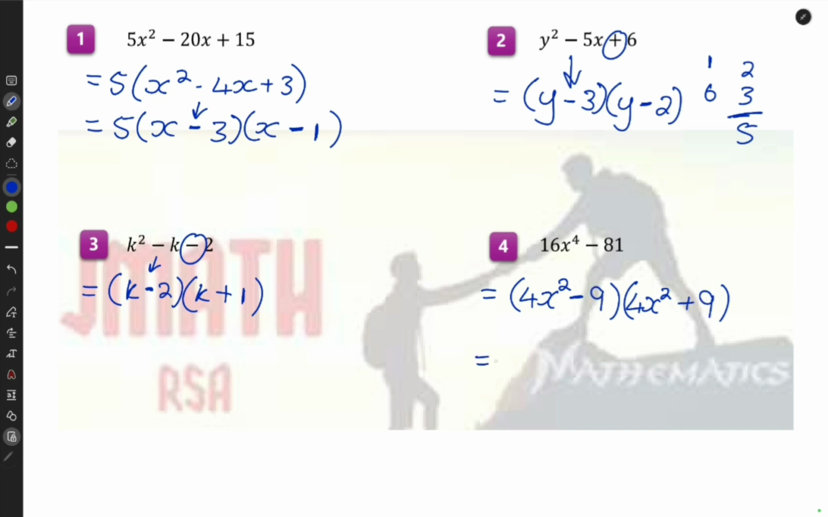Okay, so I did difference of squares, and now I need to double check, can I maybe go further? So the bracket with the plus, I can't do anything because you don't get a factorization called the sum of 2 squares. But the bracket that had a minus, I need to take further because everything in there is squared. So this would be 2x minus 3, 2x plus 3, and then the last one stays 4x squared plus 9. There we go. That is my final answer.